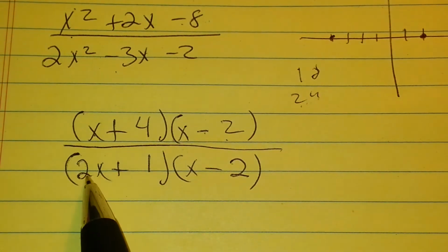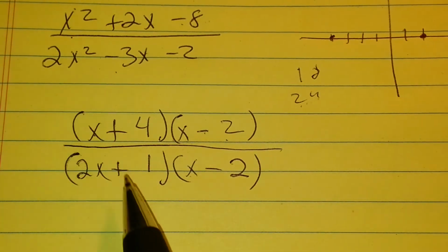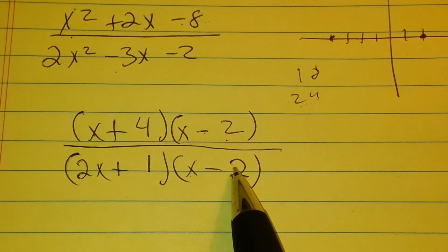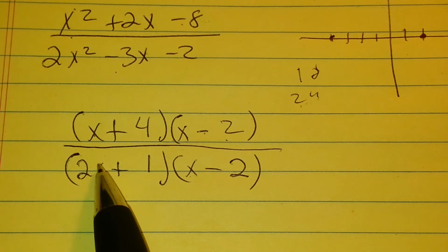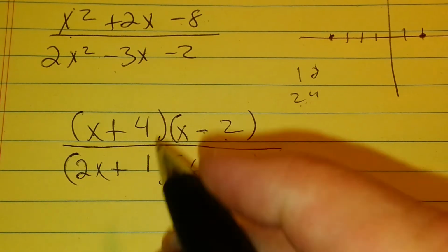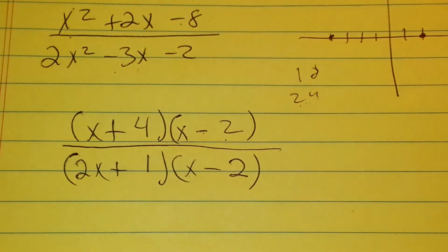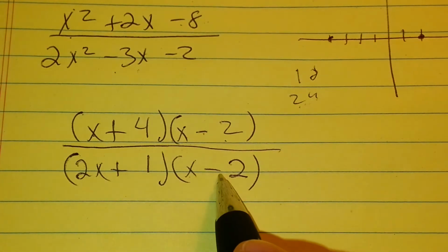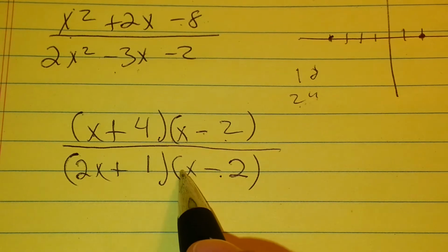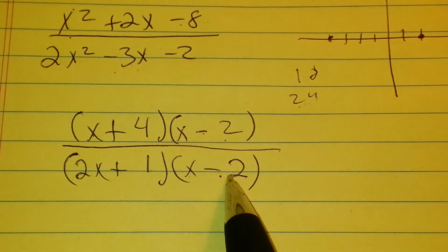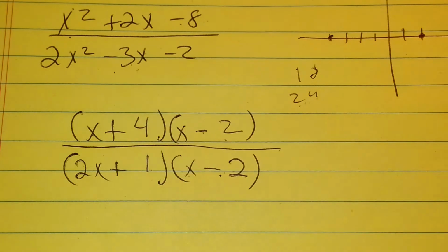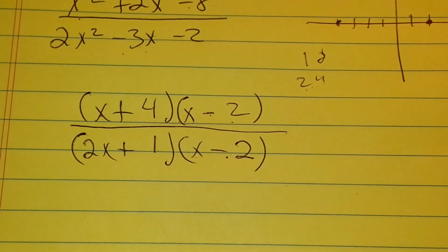Let's do our FOIL. 2x times x is 2x squared. My outer, negative 2 times 2x is negative 4x. And negative 4x plus this inner of plus x gets me my negative 3x. So outer, negative 4x. Inner, plus x, negative 3x. And 1 times negative 2 is negative 2. So we've got this factored.